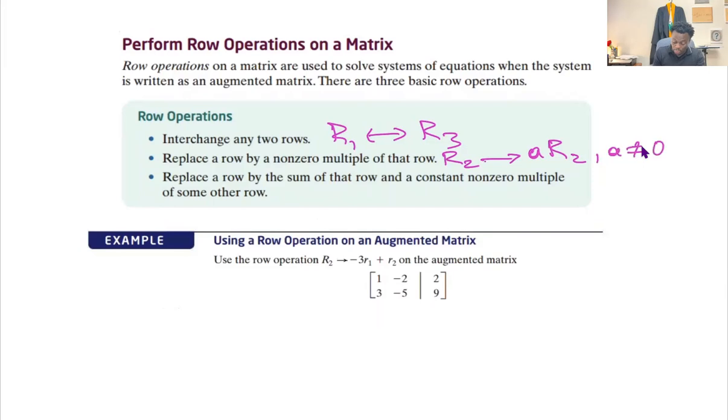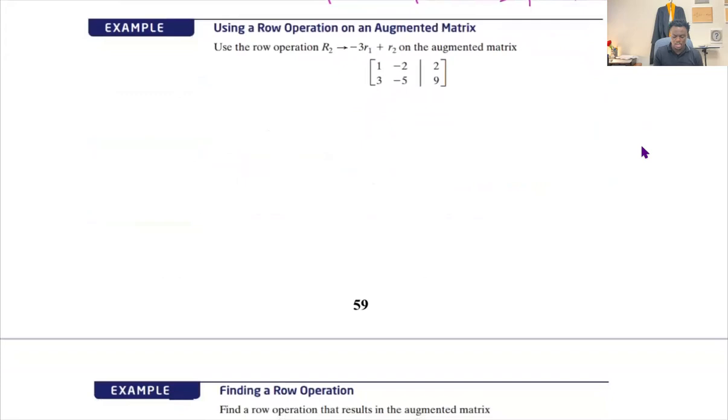Also, another operation you can do is replace a row by itself plus a combination of another one. So say row 1 receives row 1 plus A times row 2, where A obviously is not zero, because if it's zero, then it's still going to be the same row. Those are the three operations that you can perform in order to get some results that we're going to talk about later. But here's an example of performing operations.